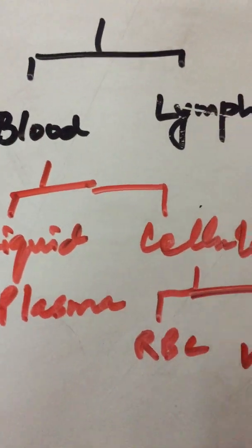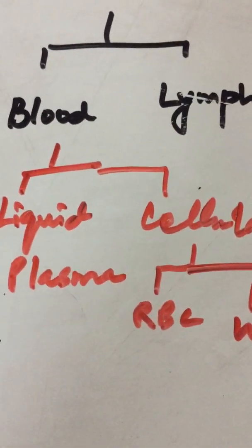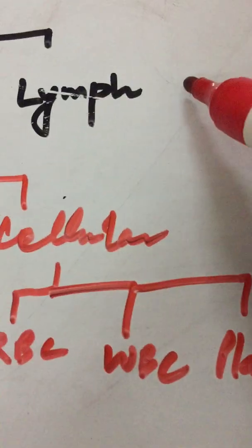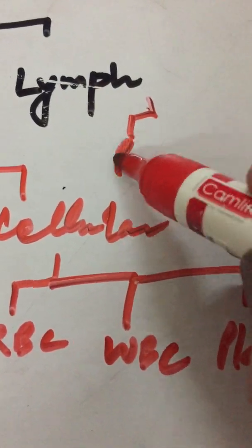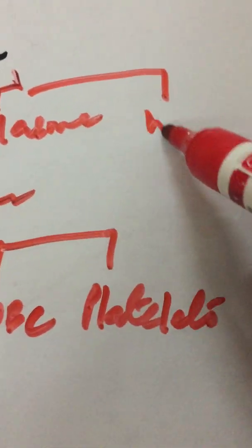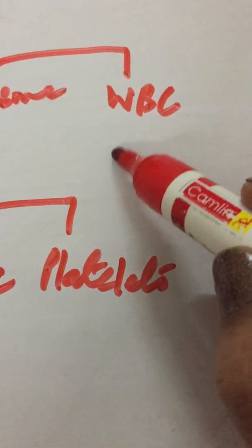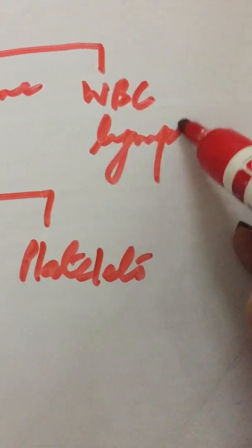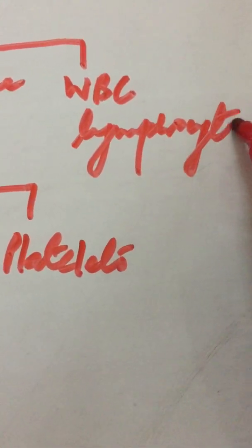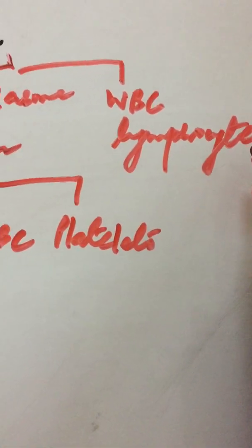Whereas lymph is also formed from blood only when blood leaks out through the capillaries, but it only consists of a liquid part called plasma, and the cellular part only has WBCs. That too, WBCs are of several kinds. The most predominant one is lymphocyte, and this is from where lymph gets its name, from the word lymphocyte.